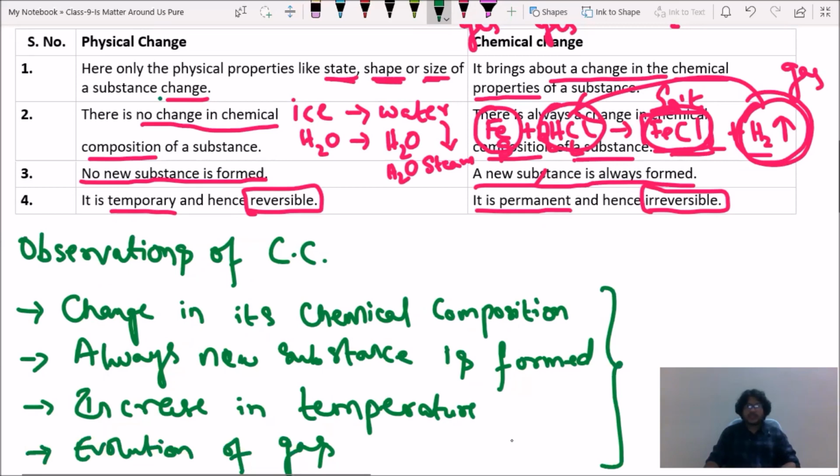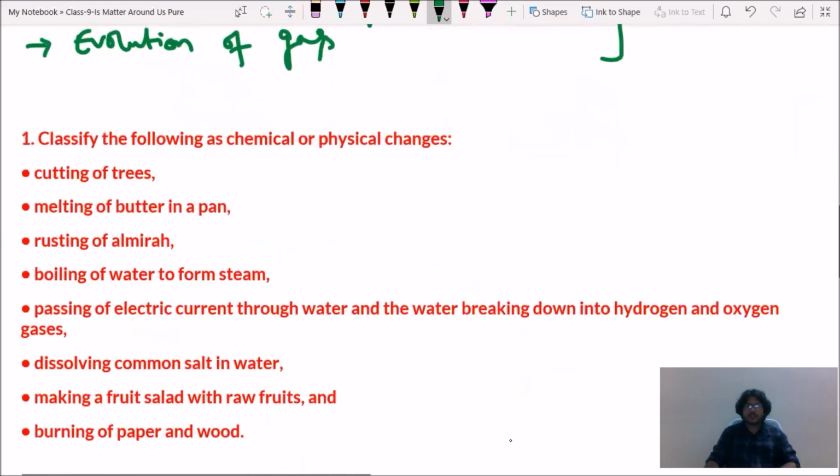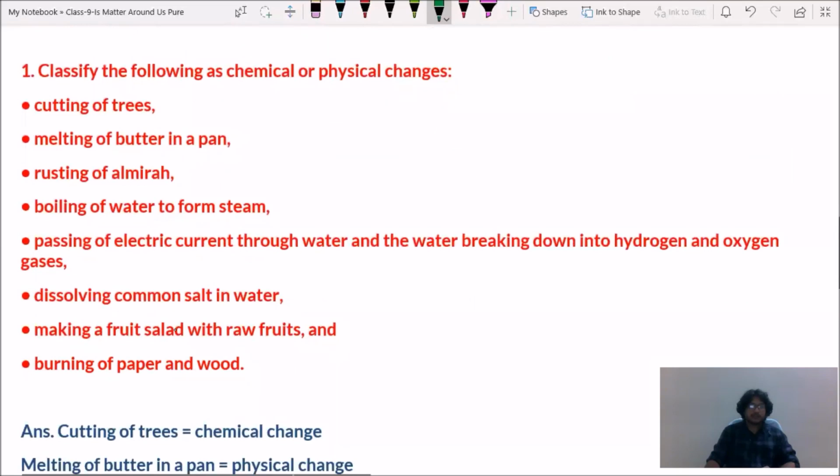Now we'll see a few example questions. First one, classify the following as chemical or physical changes. There are a few examples in that, and we need to say which one is a physical change and which one is a chemical change. Number one, cutting off trees. If there is a very big tree and you are cutting it, again we cannot make those small pieces into a big tree, right? So it is not possible to reverse the tree. So it is a chemical change.